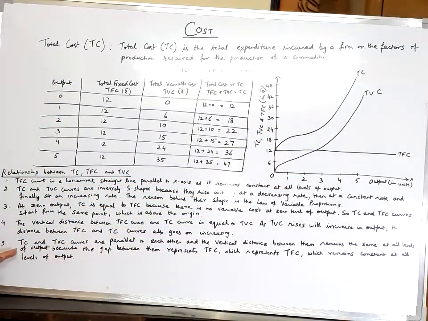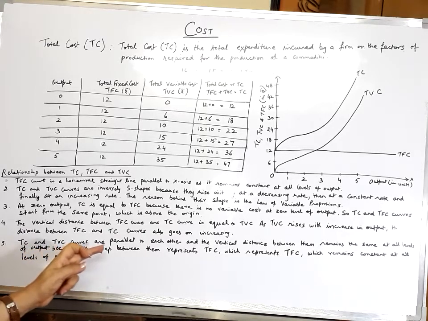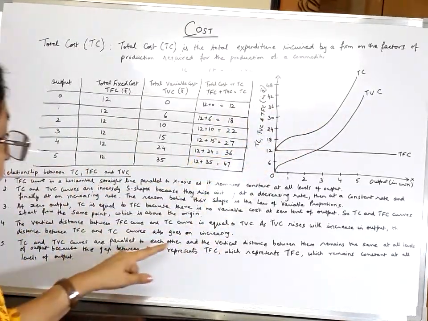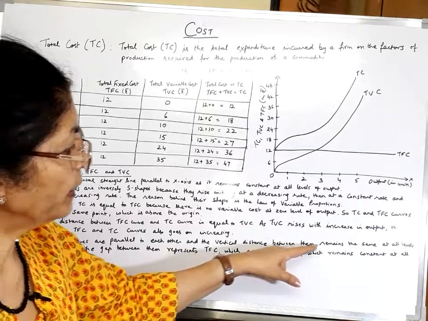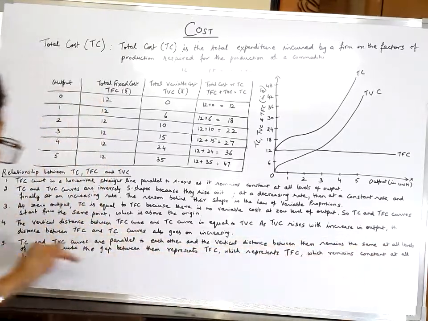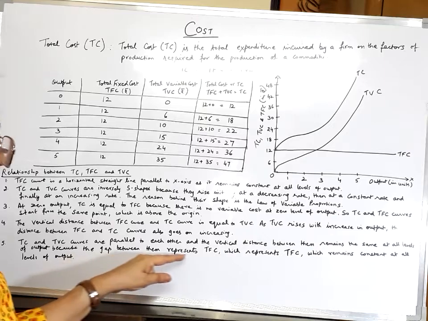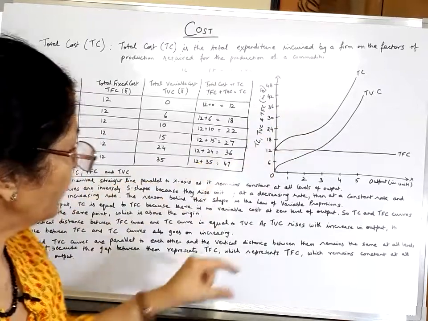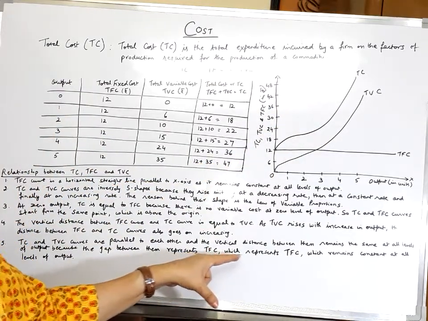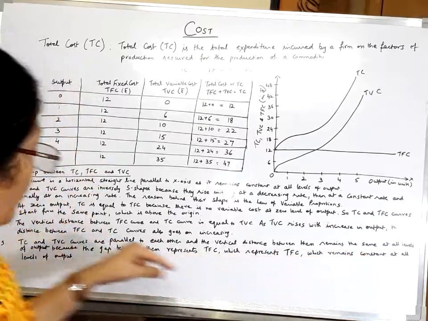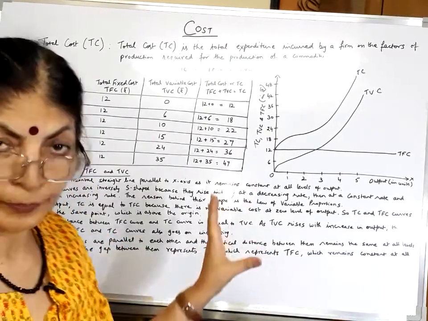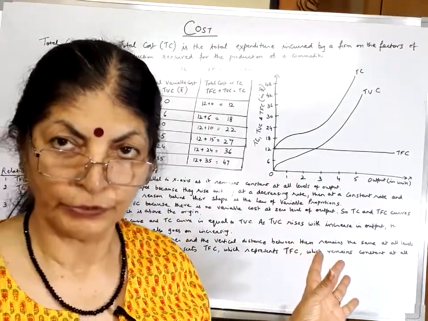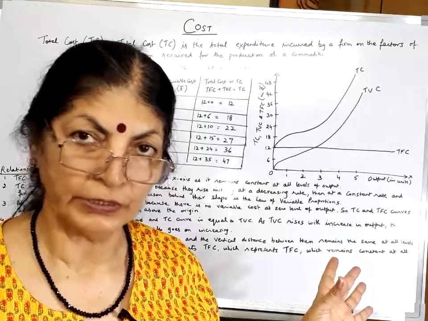Then the fifth and the last point, total cost and total variable cost curves are parallel to each other. Just note. And the vertical distance between them remains the same at all levels of output, because the gap between them represents TFC. Since TFC is constant, therefore the gap between TVC and TC is the same, which remains because of TFC remaining constant. So I hope the relationship between TC, TVC and TFC is clear to you, and we will be talking about average costs in the next video.